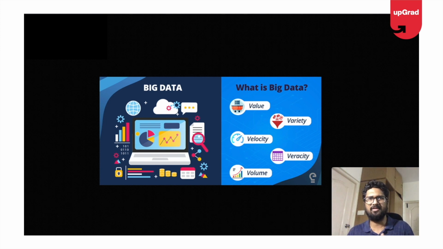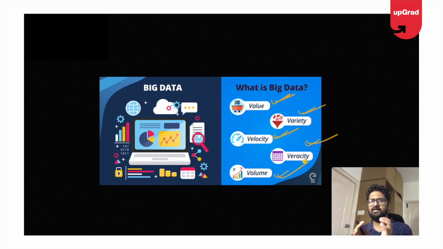So for example, maybe 10 years back, 1 GB of RAM was a big thing, right? But these days even your phone has 4 GB of RAM. So when you call something big, it is all in the context of who is talking about what and at which frame of time, right? So just saying something is big doesn't make sense. So a data will be called big in terms of the following things: value, variety, velocity, veracity, and volume. So let's talk about them one after another.